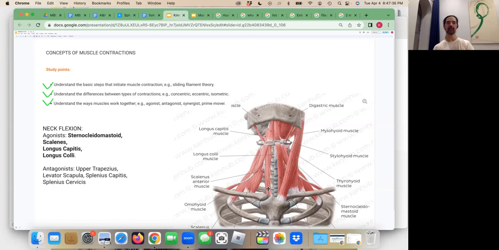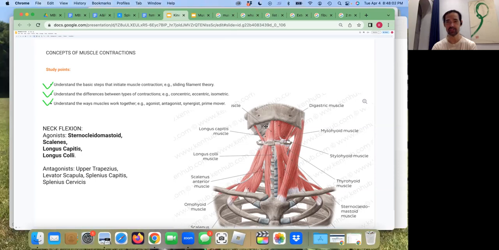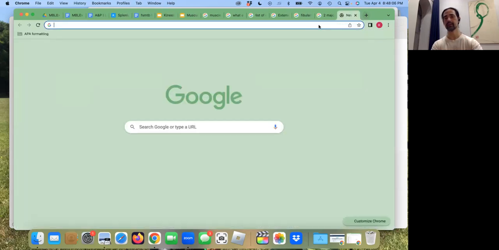So when we talk about neck flexion, lowering the chin down, I want you to think about the flexors of the neck and the main flexors, like the agonists, the prime movers for that, are the sternocleidomastoids, the scalenes, longus capitis, and the longus coli. You can remember capitis like head. It attaches to the skull, to the very bottom of the skull. And then you can remember coli. Let's see, I think that means collar.